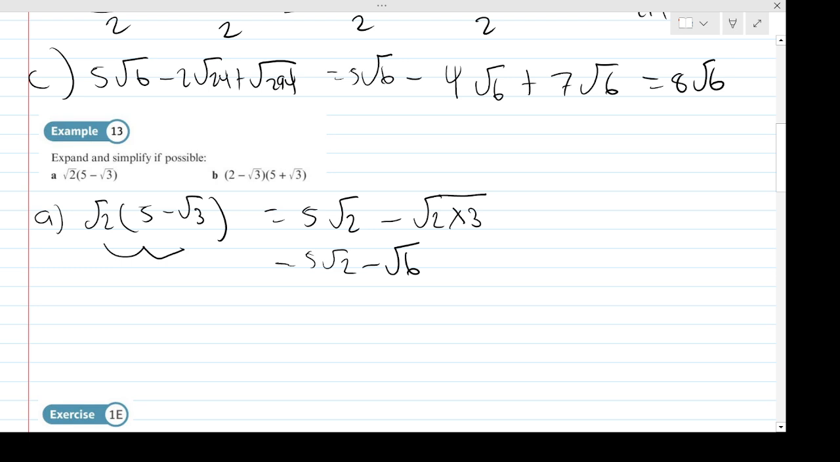So we're using surd laws again to be able to expand brackets involving surds. And that'd be very helpful when we do rationalising denominators in the next section. Okay, part B, 2 minus root 3, 5 plus root 3.